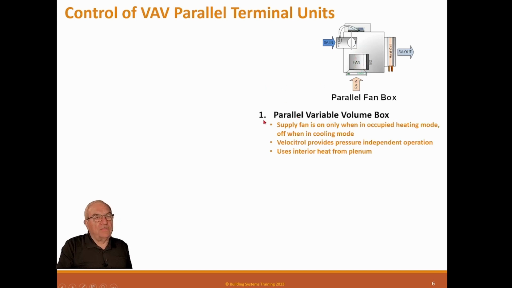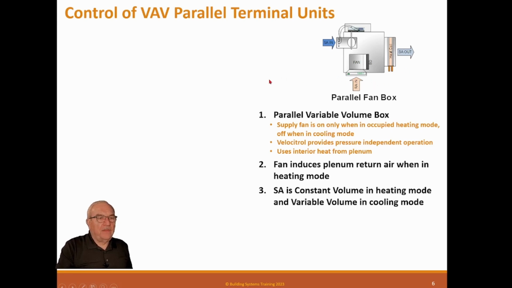So look at that. A parallel variable volume box. Supply fan is on only when in the occupied heating mode, off when in the cooling mode. The Velocitrol provides pressure-independent operation, uses interior heat from the plenum, so it still uses heat of the plenum to heat the space. Fan induces plenum return air when in heating mode, so it's the same as that series box. When the fan is on, it will suck air from the plenum. Supply air is constant volume in heating mode and variable volume in the cooling mode.